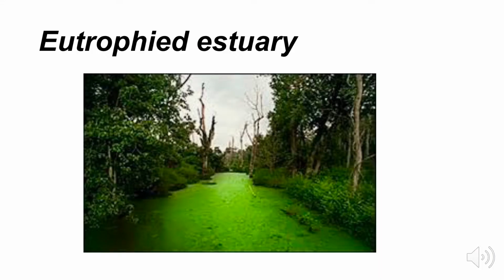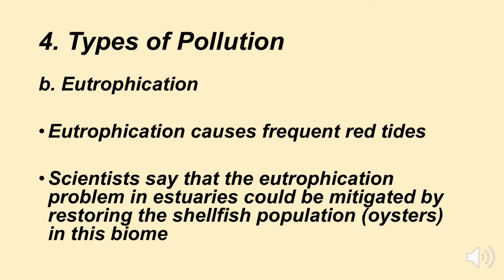Here's a eutrophied estuary. This water is running into the ocean. The ocean is in the front of the picture. You can't see it, but it's green. Definitely eutrophied. So eutrophication causes frequent red tides also. And we hear of red tides quite a bit in the southeastern United States.